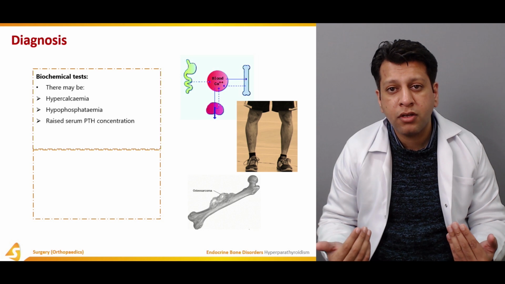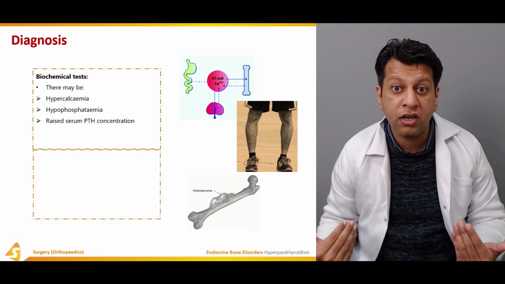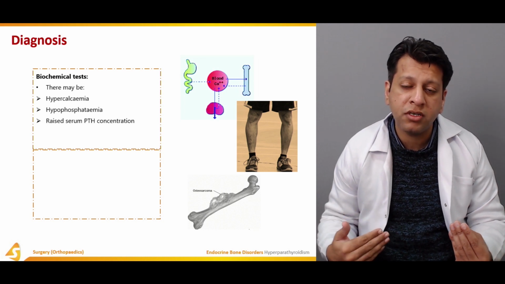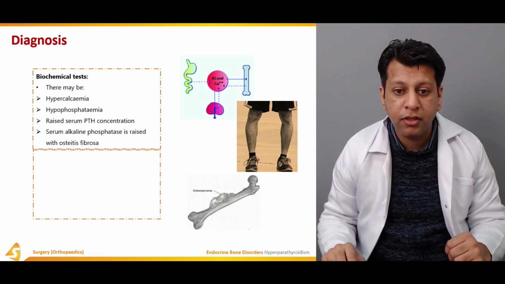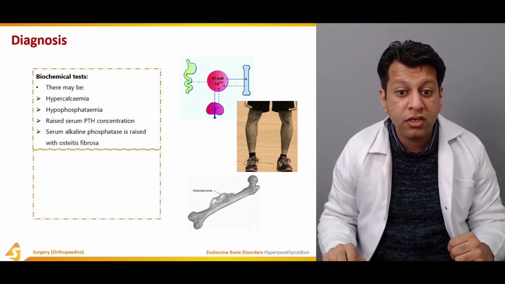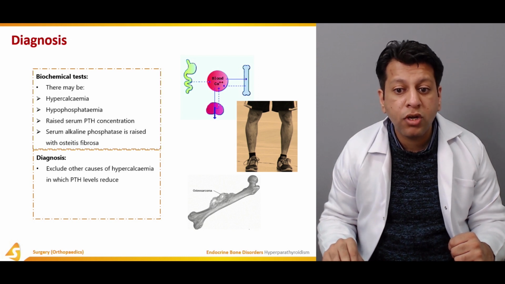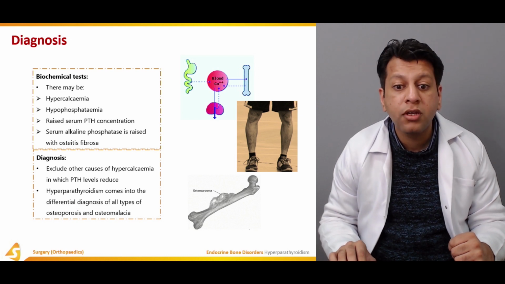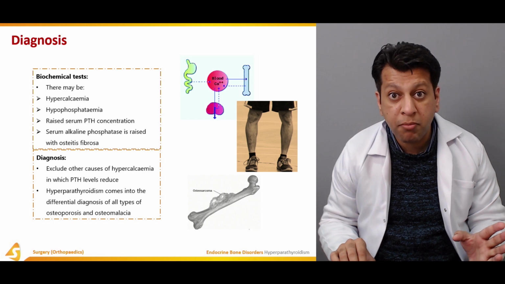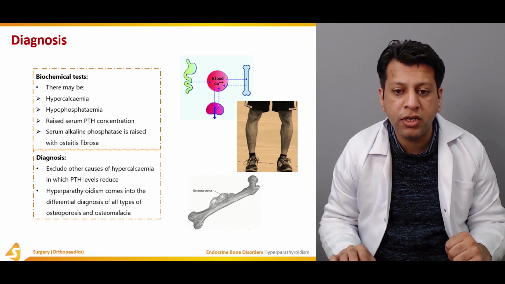If this hyperactivity is there, but the patient has deranged RFTs, this means most likely the patient has secondary hyperparathyroidism because the kidneys are not functioning properly. Serum alkaline phosphatase is usually raised in case of osteitis fibrosa as well. So exclude other causes of hypercalcemia in which PTH levels may be reduced. We need to rule out certain other causes as well. For example, hyperparathyroidism comes into the differential diagnosis in all types of osteoporosis and osteomalacia.